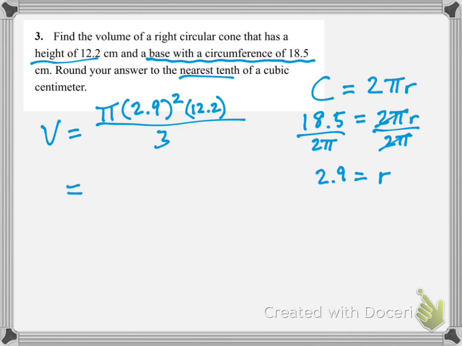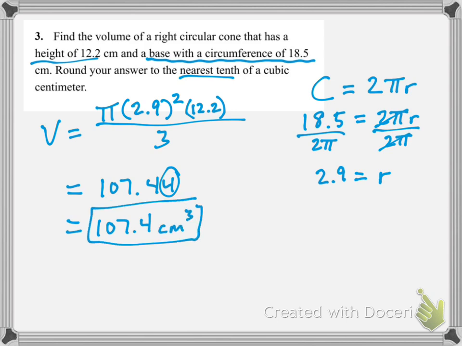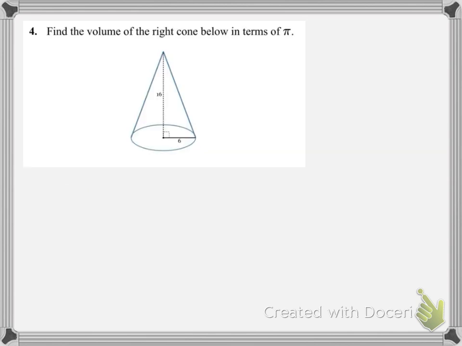So we plug that in. So pi times 2.9 squared times 12.2 divided by 3. So I get 107.44. That second 4 doesn't do anything for us, so it's 107.4 centimeters cubed. Okay? So again, just pay attention to the problem. Now, they give us a picture. Okay. 6 is the radius, 16 is the height.